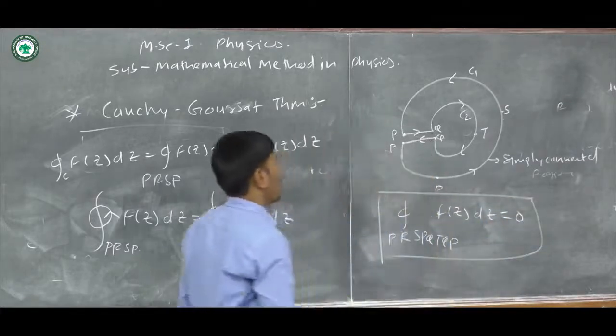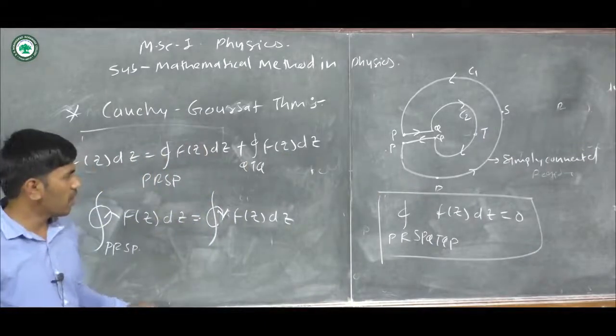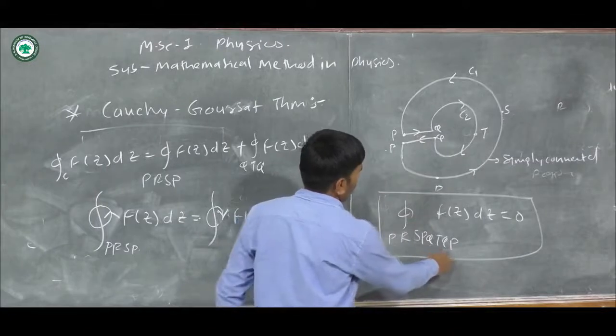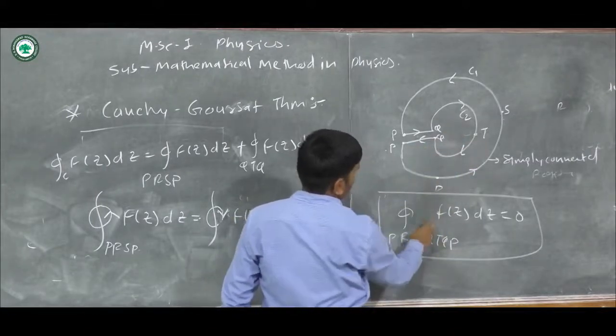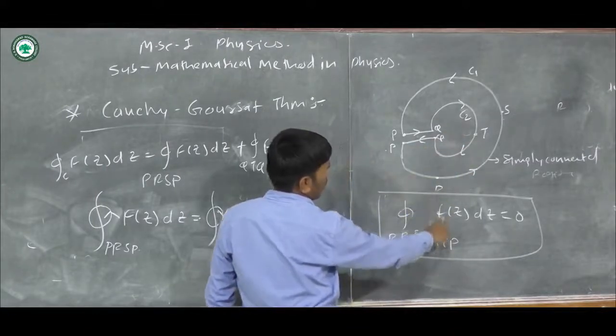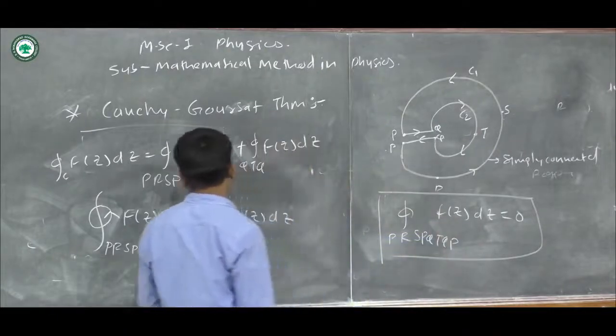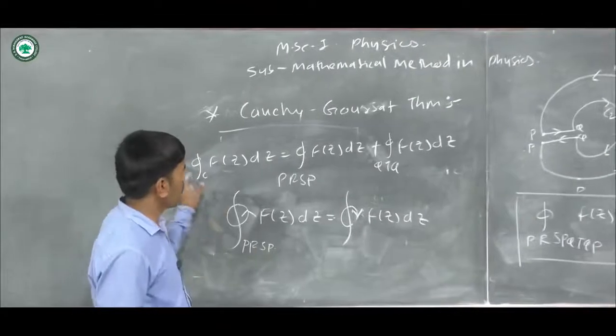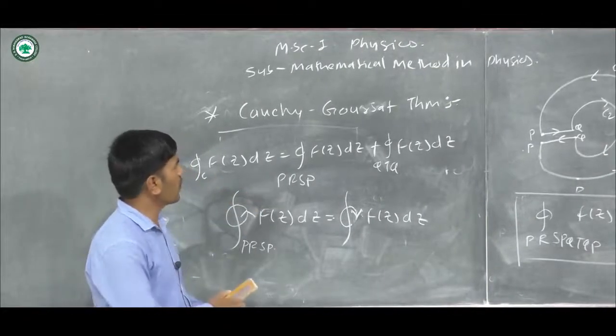This is for the multiply connected regions. So for the closed loop P R S P Q T Q P, if we take the integral over this closed loop, then the integral of f of z dz is equal to 0. So this is about the doubly connected regions.